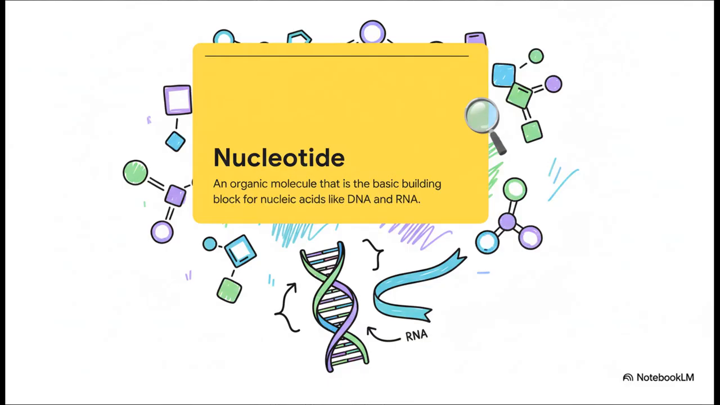And the answer is the nucleotide. You can think of it as that single repeating brick. Scientists have a word for this, they call it a monomer, and it's what you chain together over and over again to build the giant structures of DNA and RNA. It is the absolute foundation.